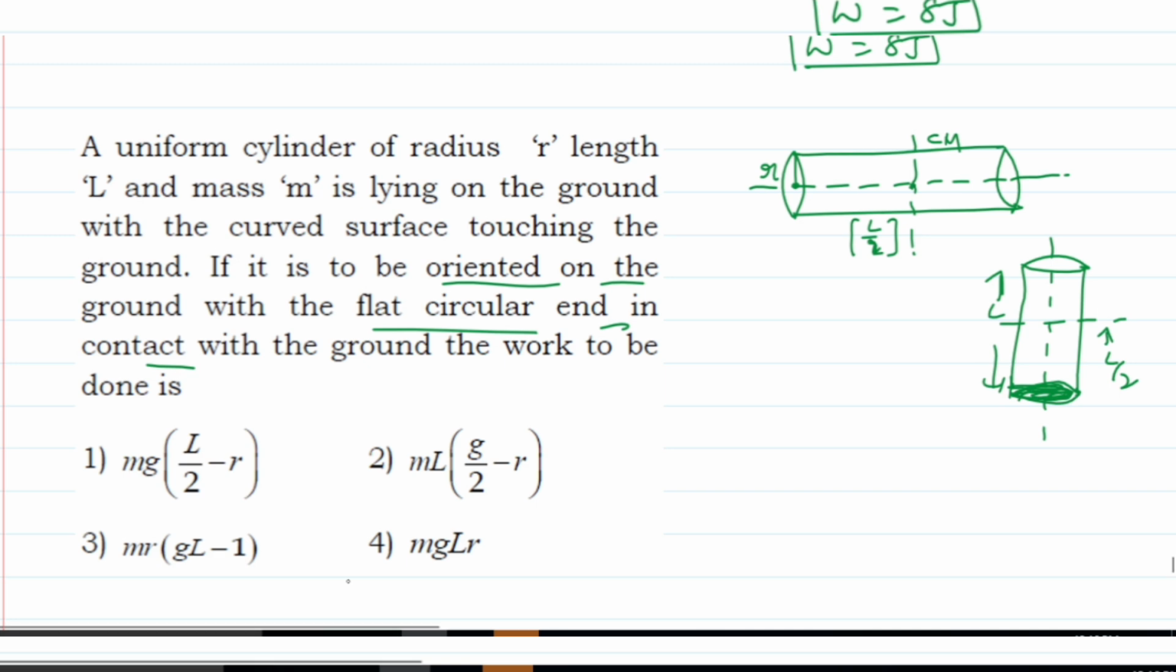Now here it's not the center of gravity. Here it's lying, so this length will be L. The length of the cylinder will be L. Now what's the work done against the gravitational force? You are doing some work. W is nothing but the work done against the gravitational force.